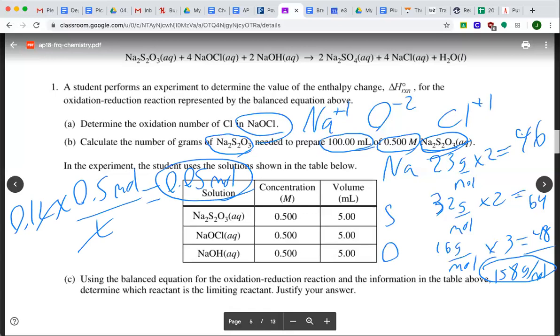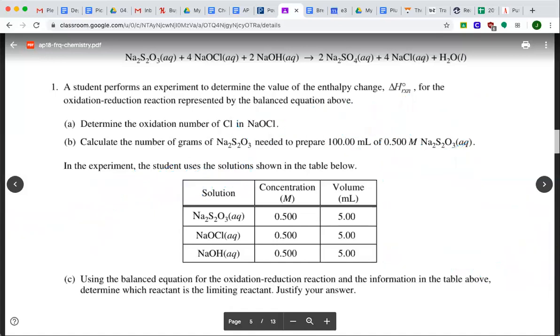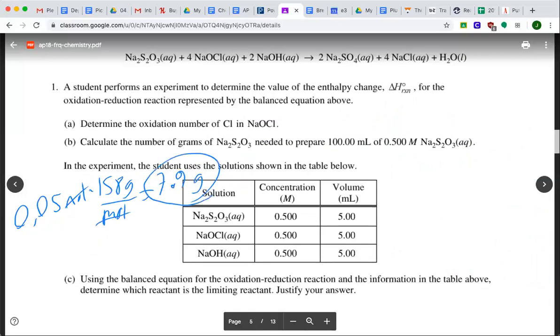So let's finish this off, and I'm going to go ahead and erase the board in about 3 seconds here. So 3, 2, 1. All right, so you have 0.05 times 158. Or sorry, let's get the units right. 0.05 mole times 158 grams per mole equals, and our moles cancel out, 7.9 grams. Okay, 7.9 grams. There we go. And so that's the answer for part B.